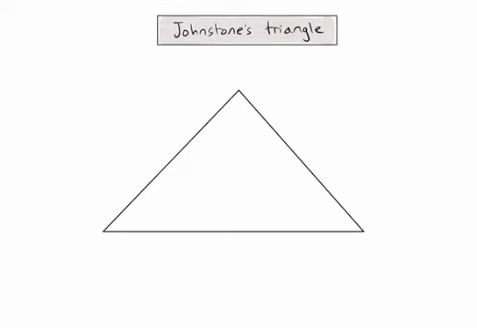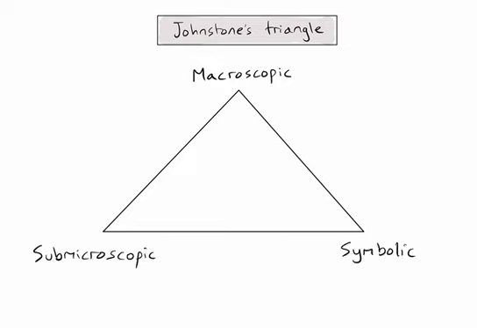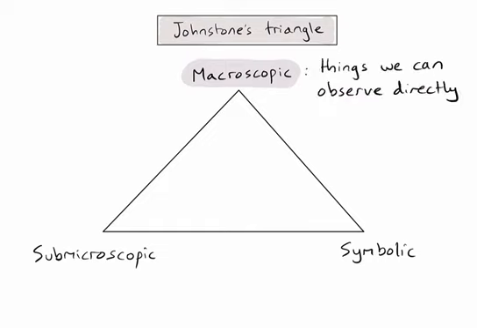Johnston's triangle is a way of thinking about chemistry at three different levels: the macroscopic level, the submicroscopic level, and the symbolic level. The macroscopic level considers things that we can observe. For example, I might be able to observe that salt is made up of small, white, cubic-shaped crystals.